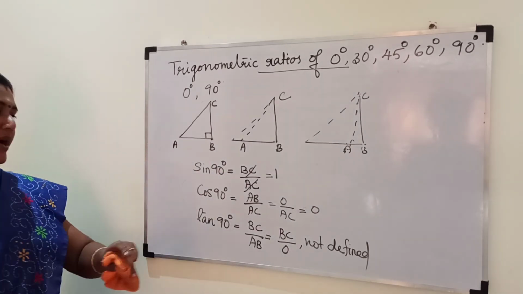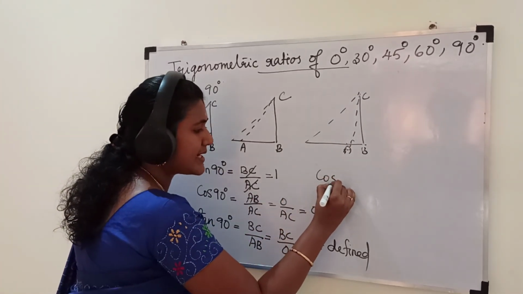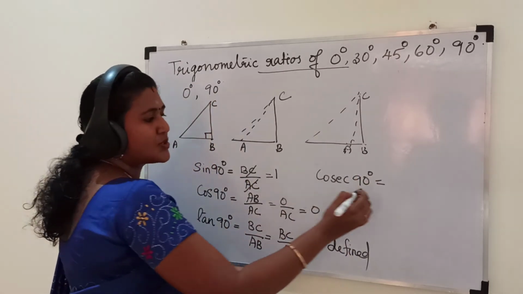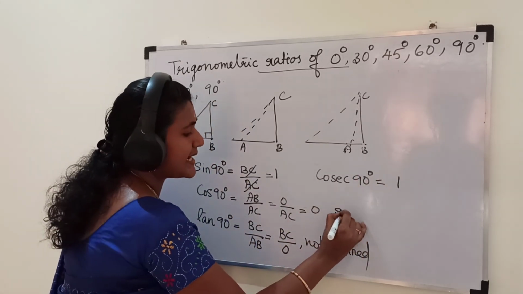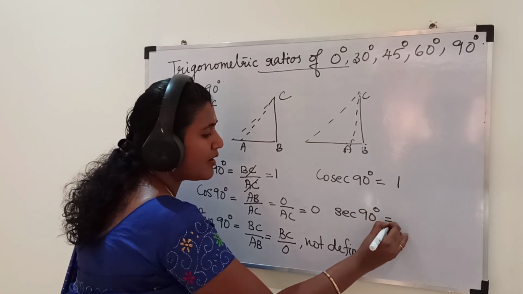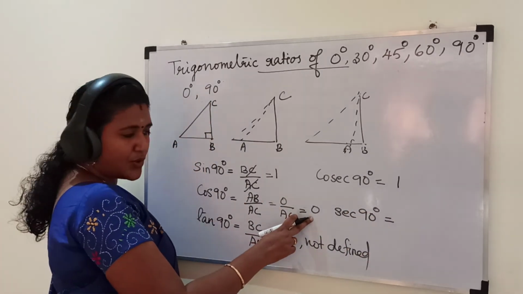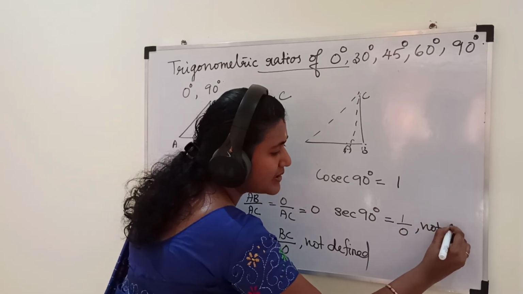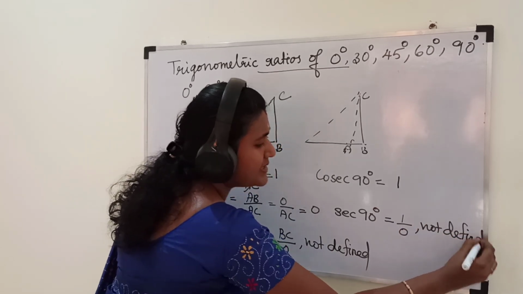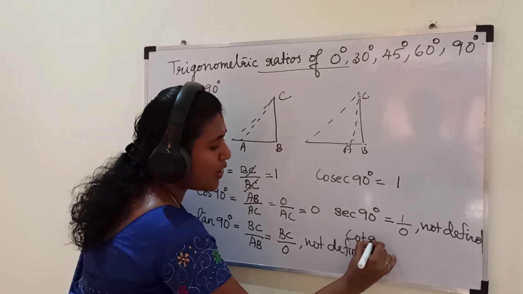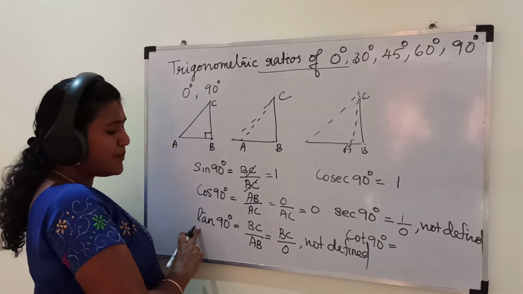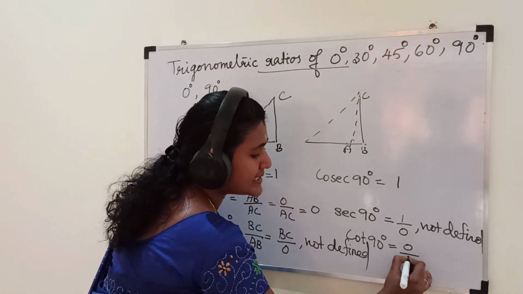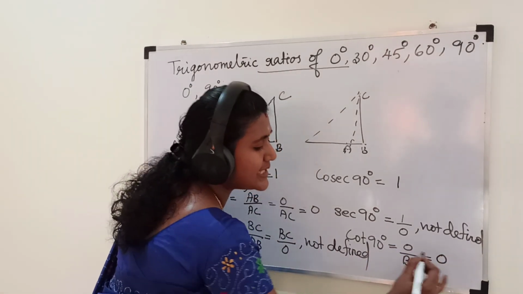Now we will see the remaining trigonometric ratios. Cosec 90 is the reciprocal of sine, so it is 1. Sec 90 degree is the reciprocal of cos. Cos is 0, so this is 1 by 0, which is not defined. And cot 90 degree is equal to the reciprocal of tan, that is 0 by BC, which is equal to 0.